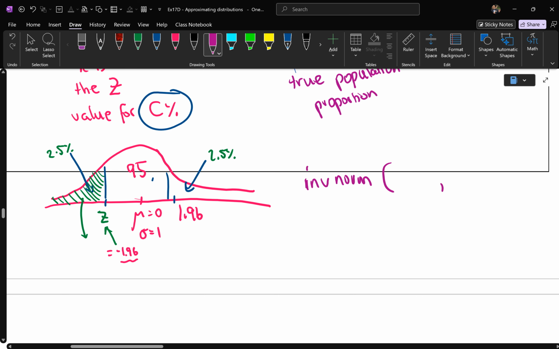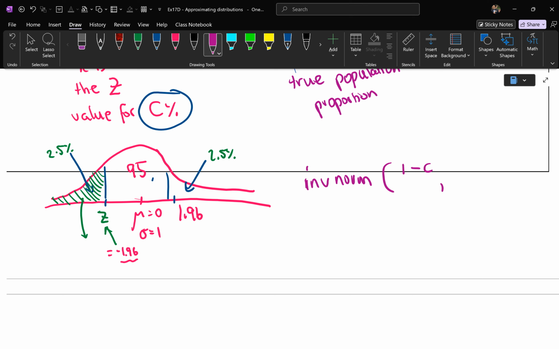Depending on how confident you want to be, you can do 1 minus C divided by 2. That's pretty much how I got it. So 1 minus 0.95 divided by 2, that's how I got 0.025. Mean is 0, standard deviation 1. Let's practice your skills now. Can you find K for me if I want to be 70% confident?